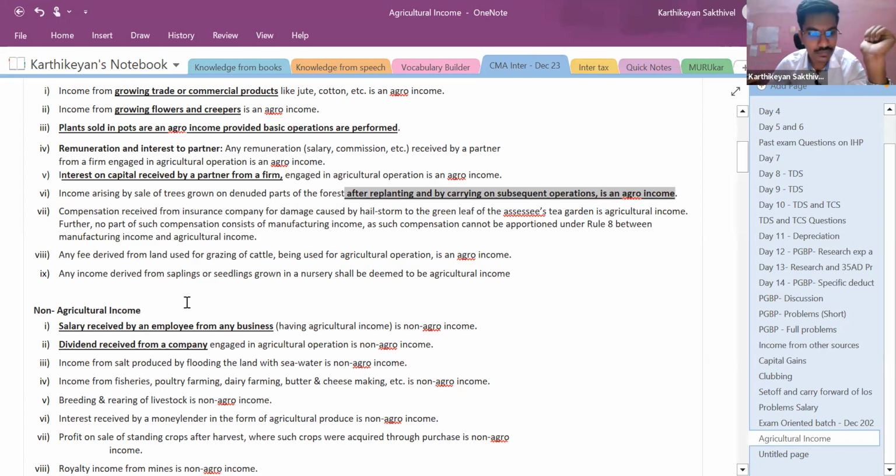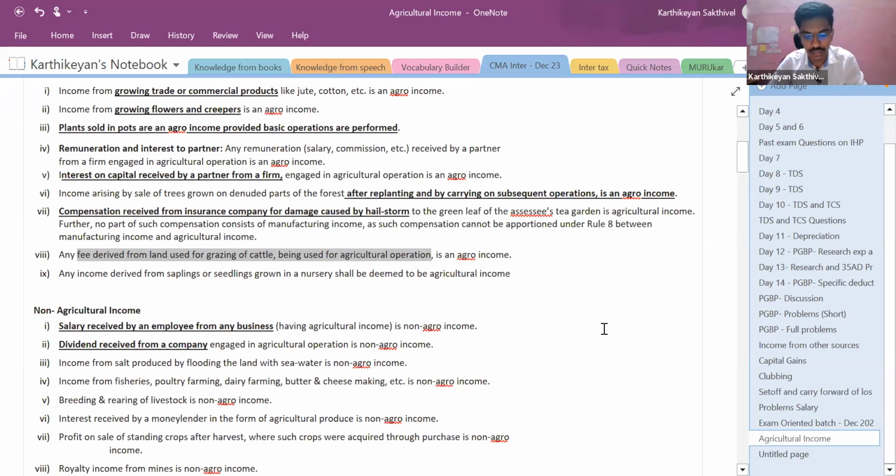Okay? Next, any compensation which is received from an insurance company for damage of crops is to be treated as agricultural income. Even though it is not sold, it is to be treated as agricultural income. Next, any fee which is derived from land used for grazing of cattle, which is being used for agricultural income.